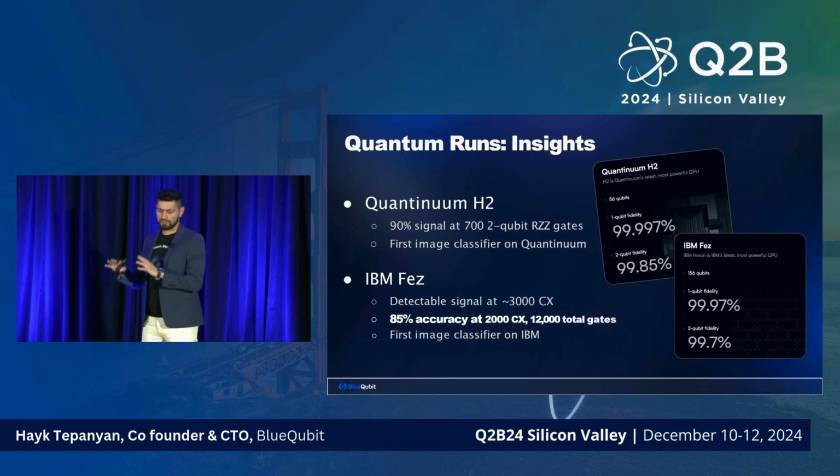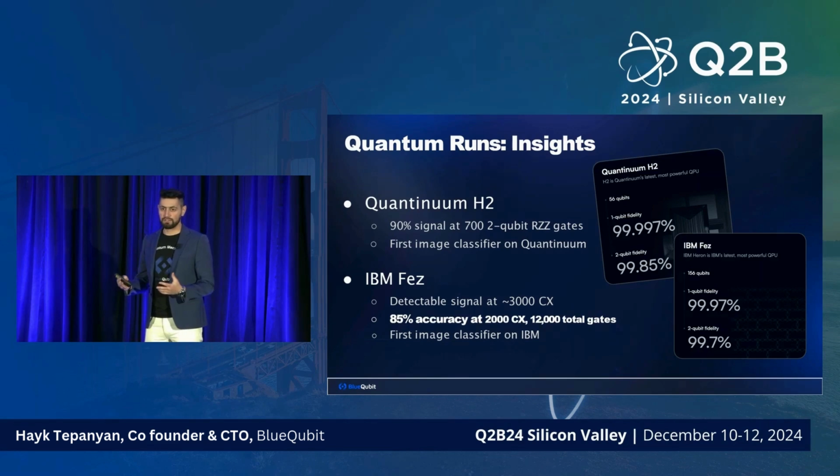Here we are just summarizing the insights that I mentioned. So again, we run these classification circuits on Quantinuum and IBM. One takeaway that I want everyone to have from this talk is that quantum computers are already here, and you can run large-scale experimentations on them.